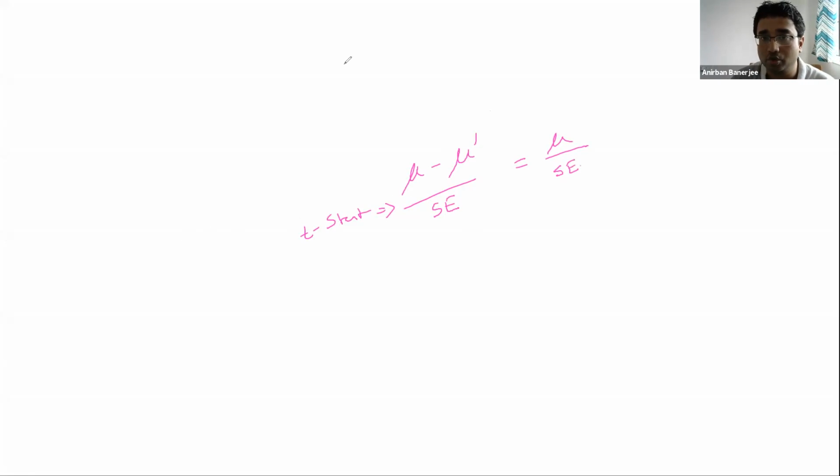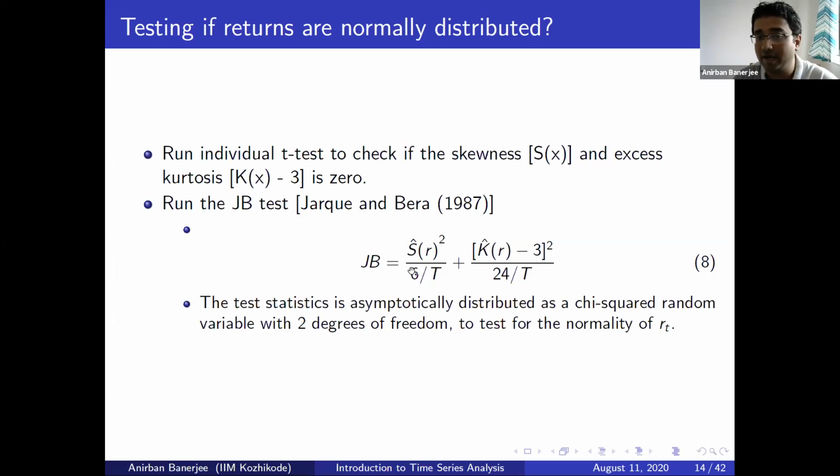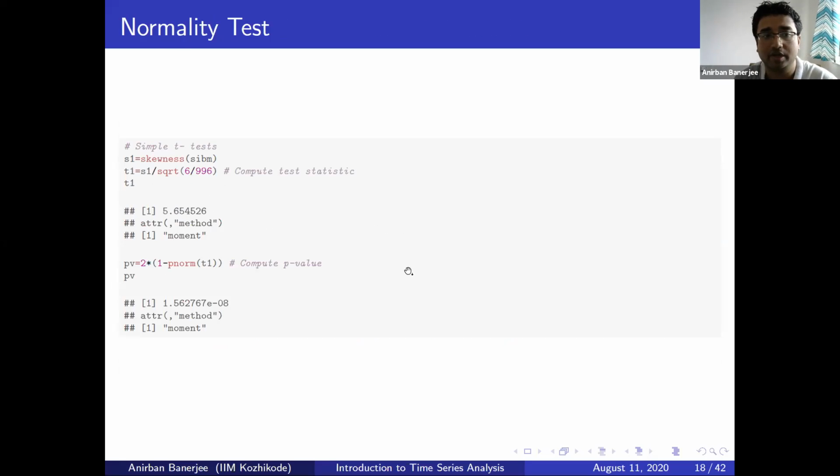It can be shown that for skewness, if it follows a t distribution, the standard error comes out to be the square root of 6 by T. You remember the same parameter we used, right? So 6 by T. So we are testing it individually. S1 divided by the square root of 6 by T, this is pretty high. Okay, so based on this, it seems that the skewness is statistically different from 0. Skewness is definitely not 0.